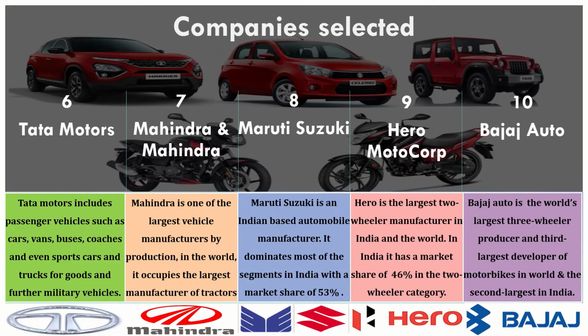Next, Bajaj Auto. Bajaj Auto Limited is a multinational producer of two-wheelers and three-wheelers based in Pune, India. The prominent products are motorbikes, scooters, and auto rickshaws. It is the world's largest three-wheeler producer and the third largest producer of motorcycles in the world, and second largest in India.